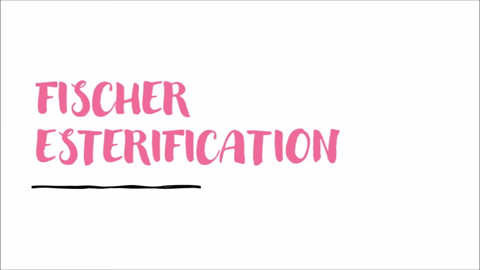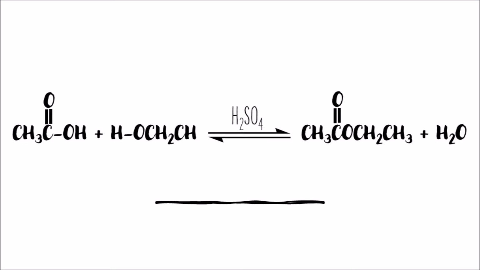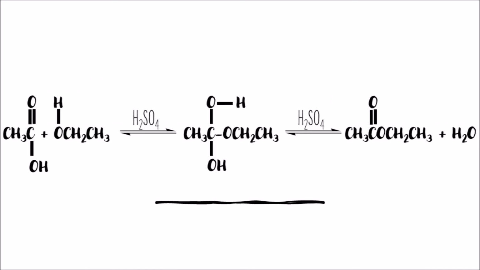Fischer esterification, named after Emil Fischer, is the treatment of a carboxylic acid with an alcohol in the presence of an acid catalyst such as concentrated sulfuric acid to give an ester. For example, treating acetic acid with ethanol in the presence of concentrated sulfuric acid gives ethyl acetate and water. There's the removal of OH and H in the reactant side to form water on the product side.